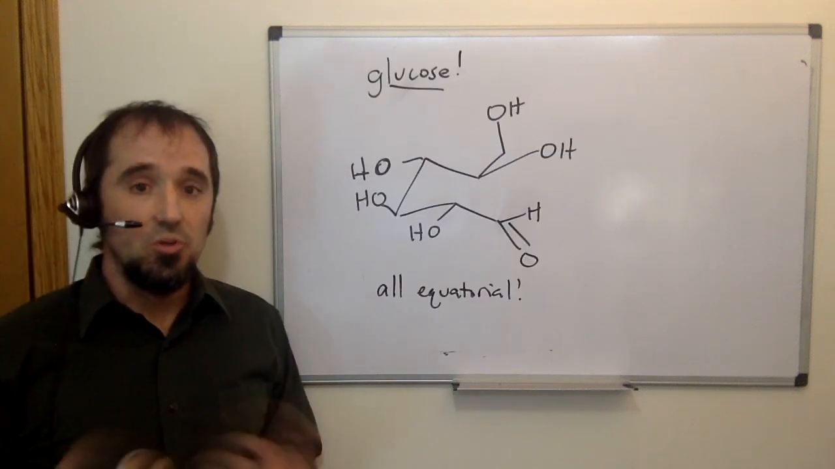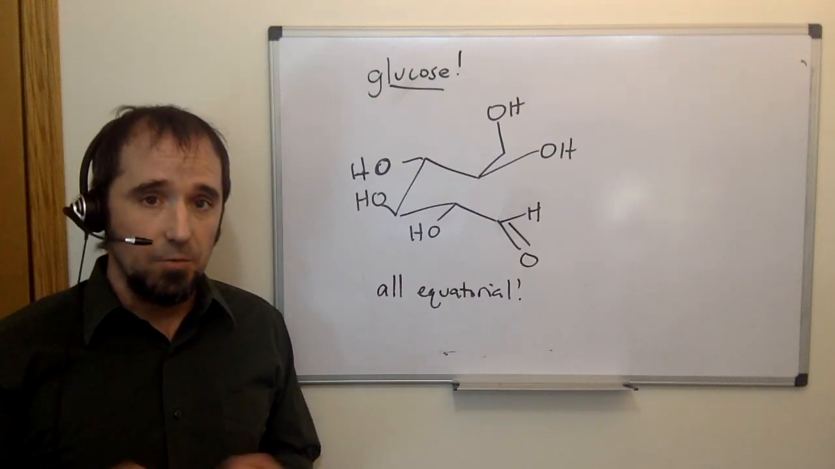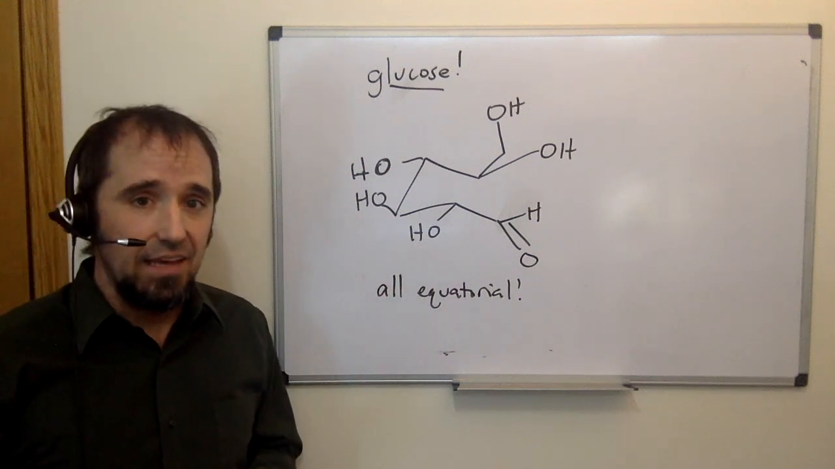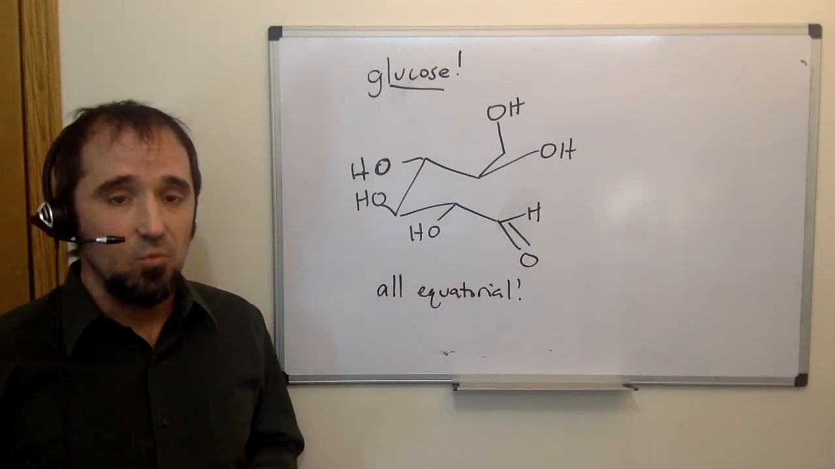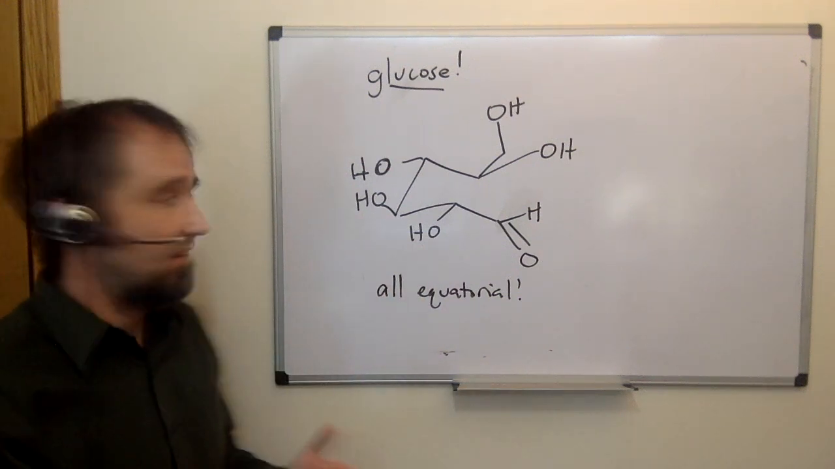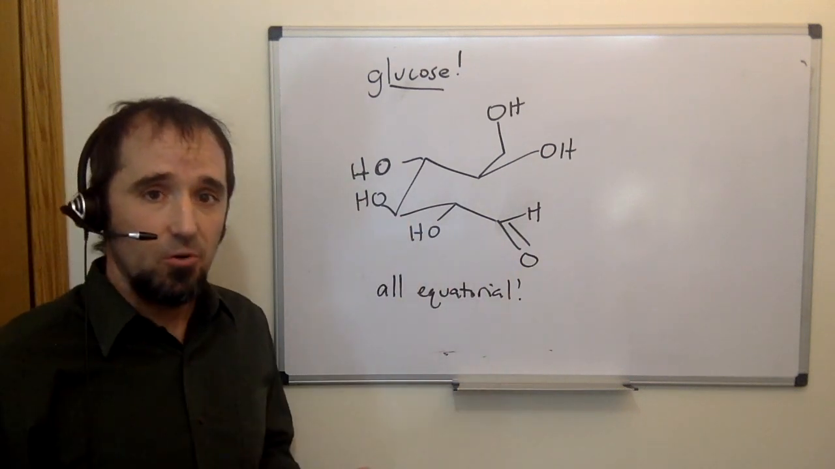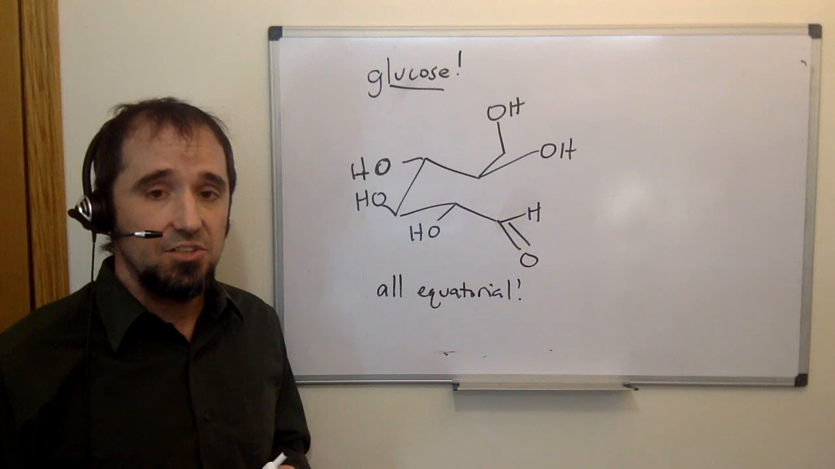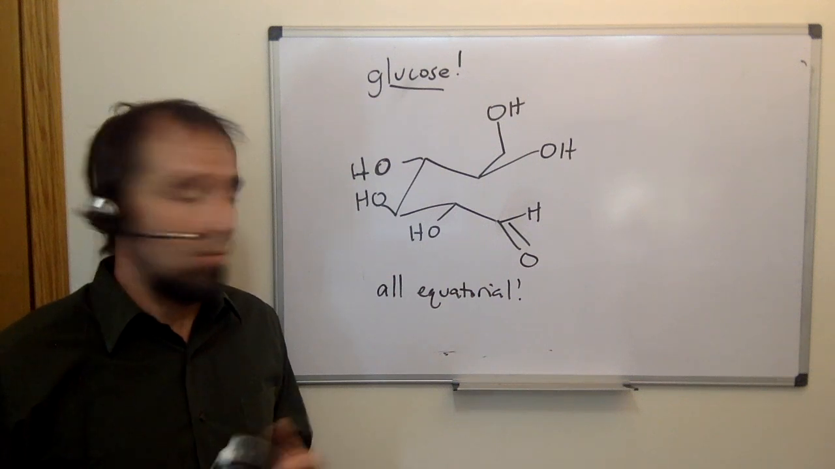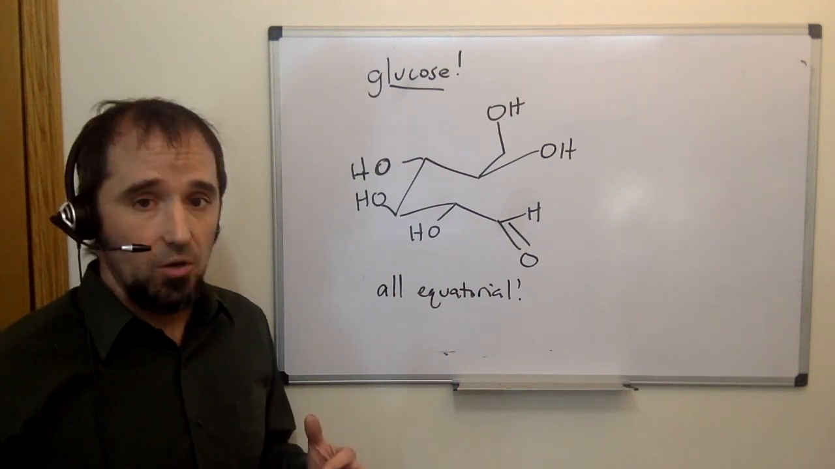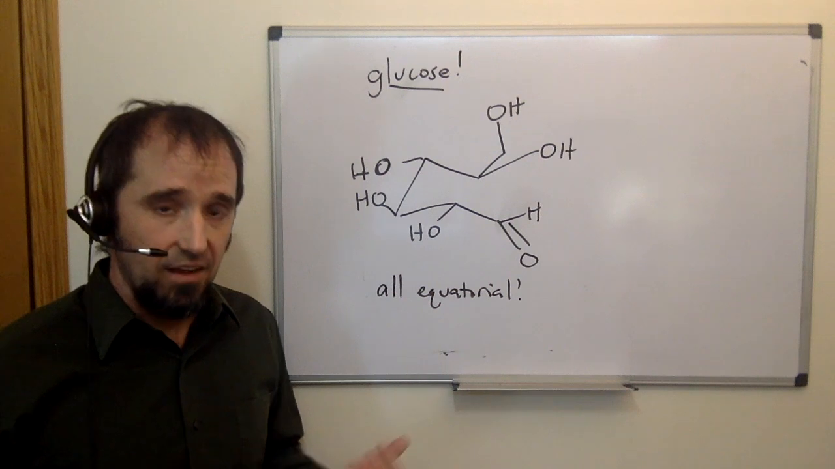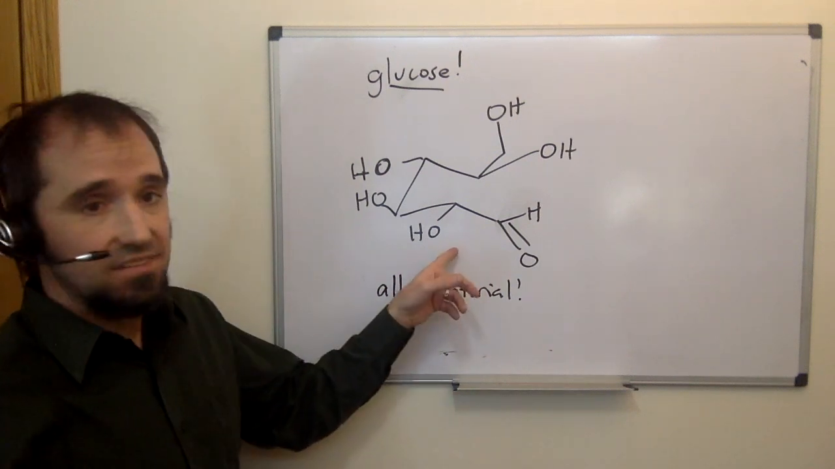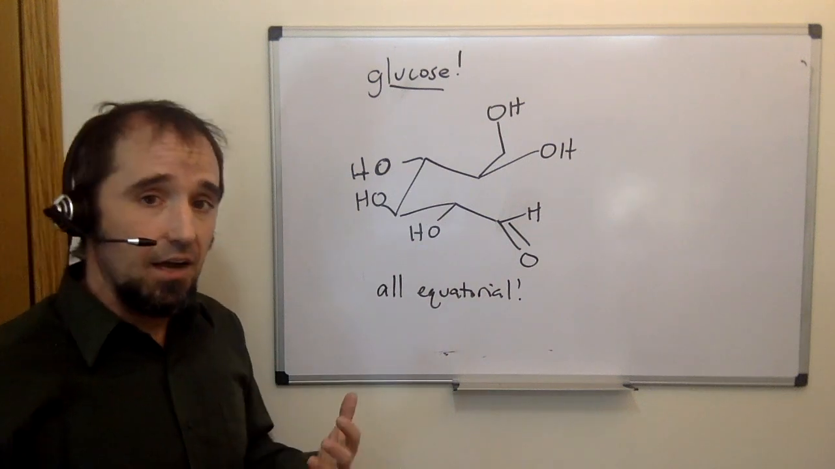Here's perhaps a more useful way to draw and remember glucose. It's like a cyclohexane ring, and notice that when I draw it like this, everything ends up in the equatorial position, even the CH2OH over there. What we're going to see is that glucose really wants to cyclize. Much less than 1% of glucose actually exists as this open chain aldehyde.